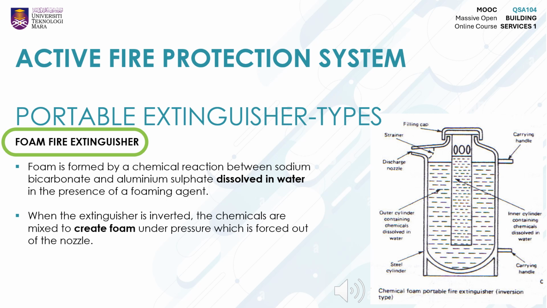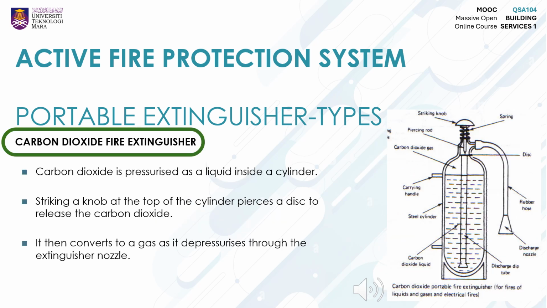When the extinguisher is inverted, the chemicals are mixed to create foam under pressure, which is forced out of the nozzle. The third one is carbon dioxide fire extinguisher, which is commonly installed in buildings and premises. Carbon dioxide is pressurized as a liquid inside a cylinder. By striking a knob at the top of the cylinder, it pierces a disc to release the carbon dioxide gas.